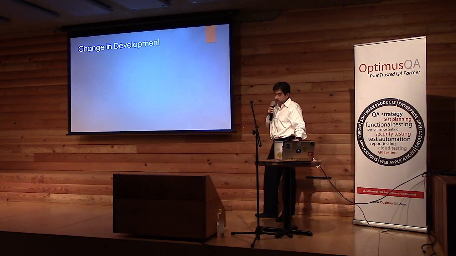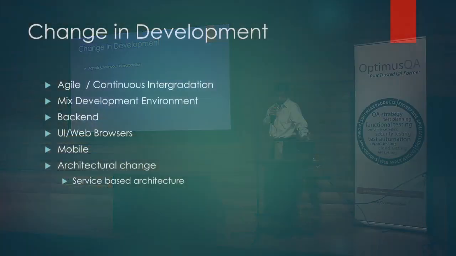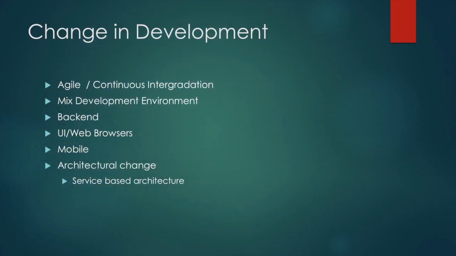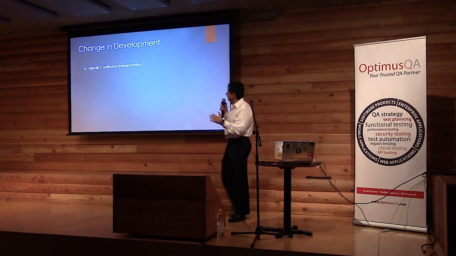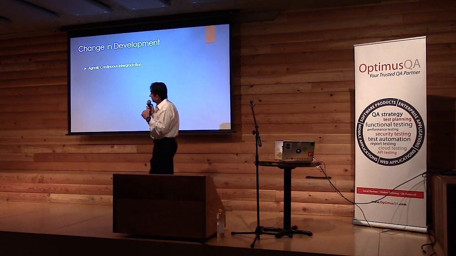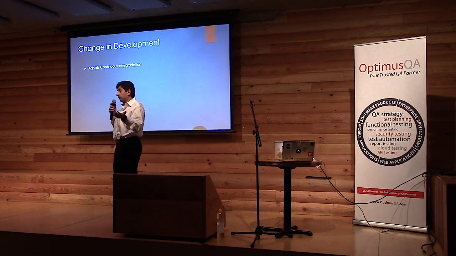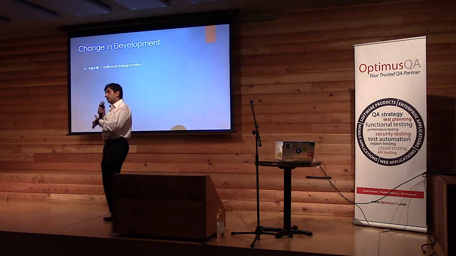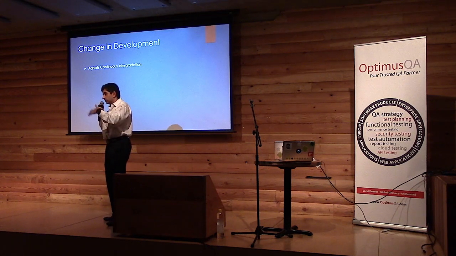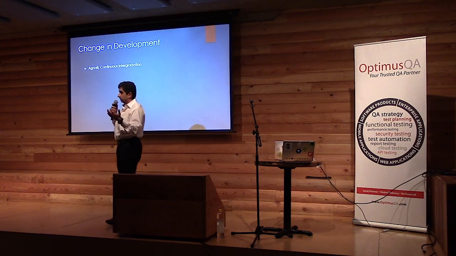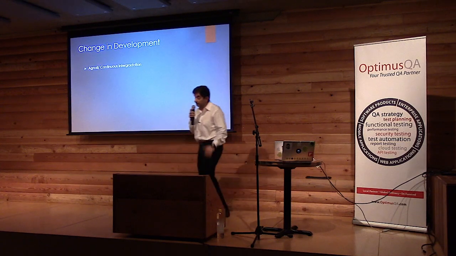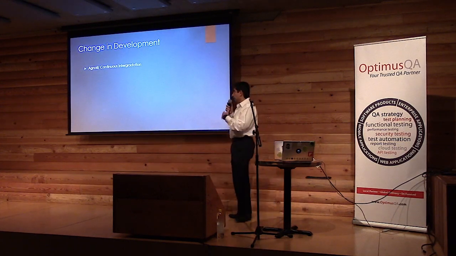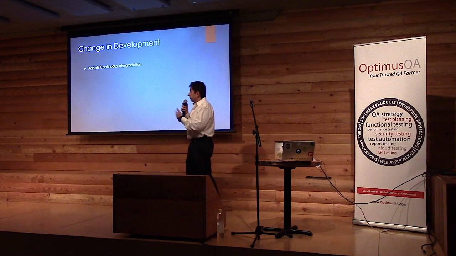What are the changes that we're talking about? Agile. You have all heard about it. It's becoming more and more prevalent everywhere you go. 7 years ago, it was rare to see a place that was doing Agile. Now it's rare to see a place that is not at least attempting to do Agile. And with Agile comes continuous integration.